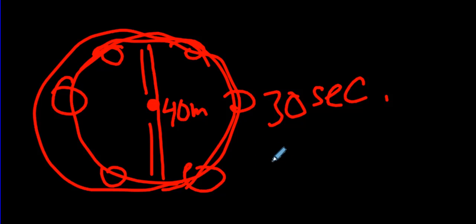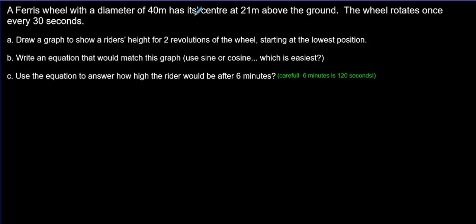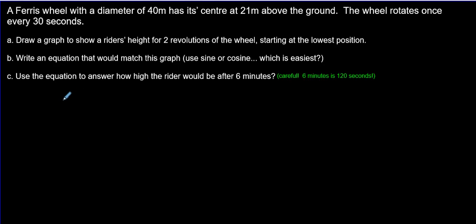So what we're going to do today is graph this. We're going to come up with a graph or a sketch, and then we're going to come up with an equation at the end. It says right there, use the equation to answer some questions about that. So I'll erase this here and let's start with our drawing. It says draw a graph to show a rider's height for 2 revolutions of the wheel, starting at the lowest position. Okay, so let's draw this.